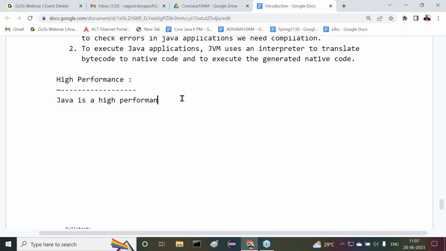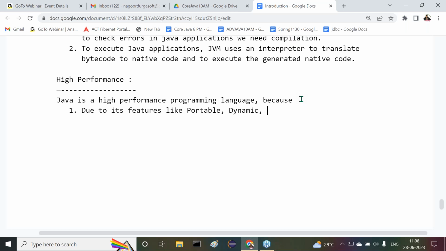Java is a high performance programming language. Why? What is the reason for it? Understand it clearly. Point number one, due to its features like portable, dynamic, secure. Apart from this, multi-threaded, robust, and so on. This is one point here. Of course, I can say that multi-threaded is the main reason to say Java is a high performance programming language.